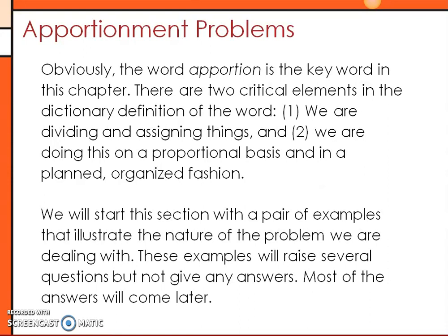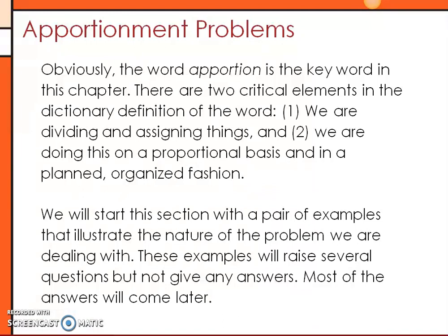So 2 things make this apportionment. You're dividing and assigning things, and then you're doing this on a proportional basis. In terms of the representatives, more population gets you more seats. Twice as much population should get you roughly twice as many seats if it's going to be proportional. So proportional and some kind of organized thing. We can't just guess who should get however many seats.